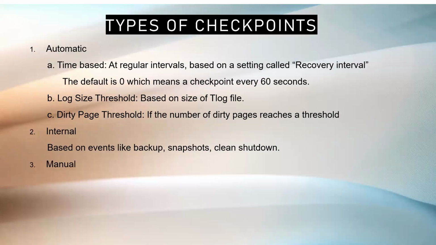And so next, what are the various types of checkpoints? The first one is the automatic checkpoint. There are three types in it. So you have the time based. This checkpoint will run at regular intervals. It is a configurable value in SQL Server. You can configure it by using the recovery interval value. If you go to sp_configure and choose that, you can change it. Default is 0, which means a checkpoint will occur every 60 seconds. So you could reduce it if you want to.